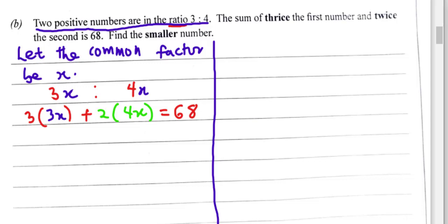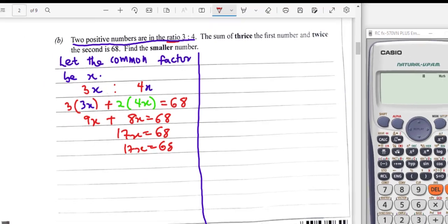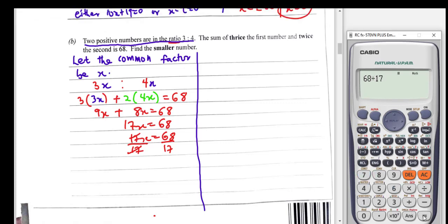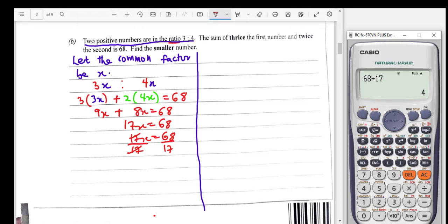Let me expand this. 3 times 3x, I have 9x. 2 times 4x, I have 8x equals 68. So 9x plus 8x is 17x equals 68. I'll divide both sides by 17. 17 goes into 17 once, and 68 divided by 17 is 4. Don't worry, we are on course here. So x is equal to 4, but that is not what I'm finding. I'm finding the smaller number.